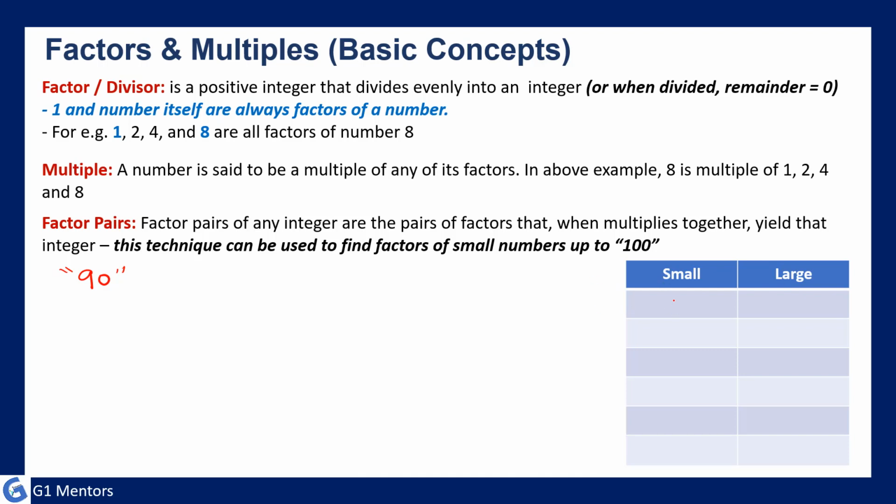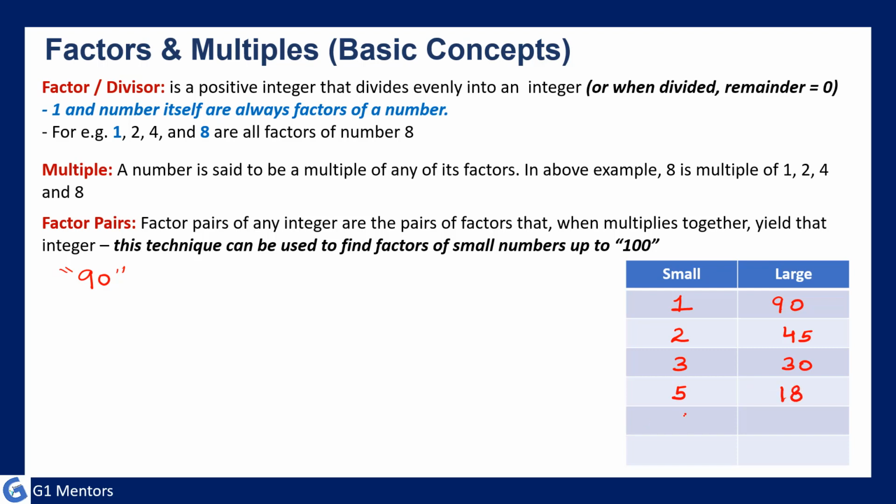So the first thing, I'll start with the smallest integer, that is 1. 90 divided by 1 is how much? It is 90. Then I'll take the next number, 2. 90 divided by 2 is nothing but 45. Then I'll take the next number 3. 90 divided by 3 is nothing but 30. Then I'll take 4. But 90 is not divisible by 4. So I go to the next number, which is 5.